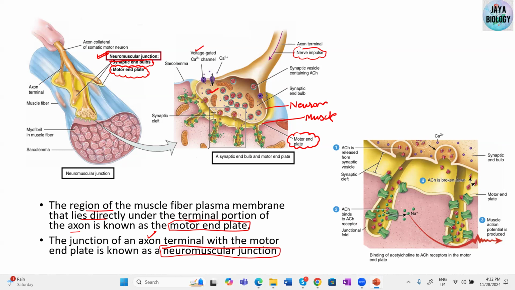Okay, and this neurotransmitter, for example acetylcholine, check here, this is acetylcholine, which is released from the synaptic vesicle into the synaptic cleft. See the diagram. And through the synaptic cleft, they will go and bind to the receptors present on the motor end plate. Clear? Because of this binding of acetylcholine, the sodium channel opens and an action potential is generated in the muscle. So binding of acetylcholine to the receptor in the motor end plate will generate an action potential in the muscle fiber.